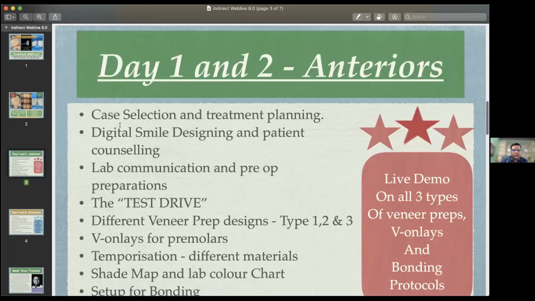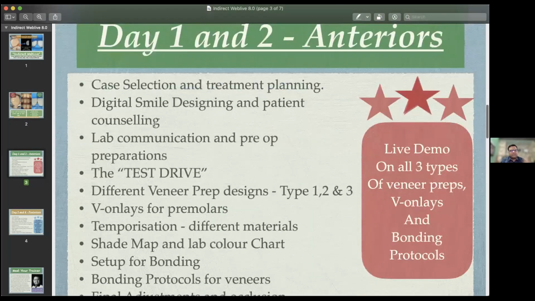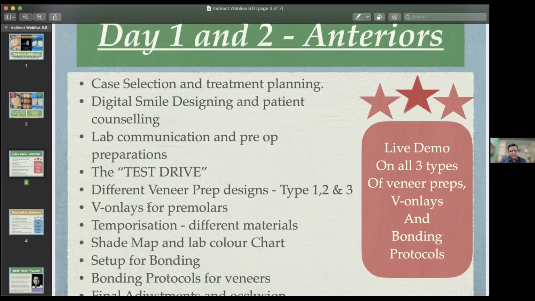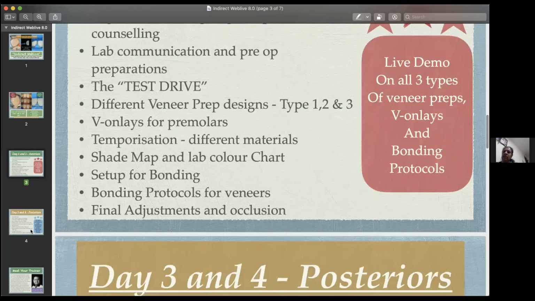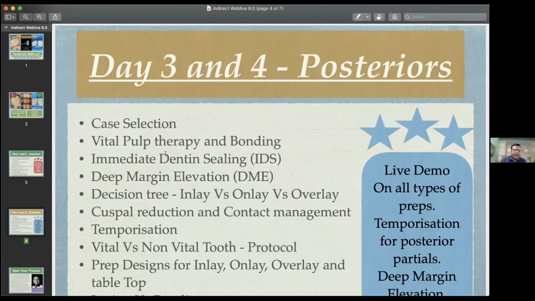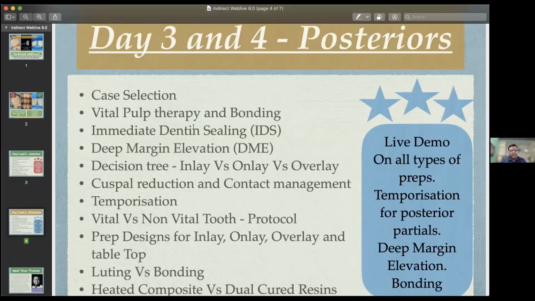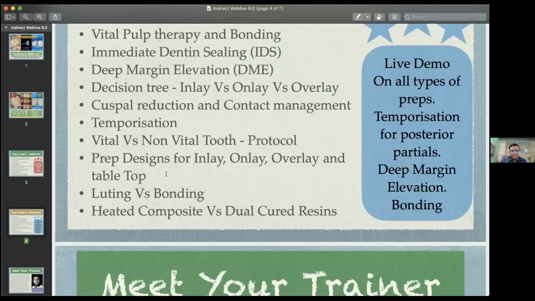Day 1 and day 2 are on anteriors, where everything is discussed in detail about different types of preps, shade map and lab color chart, bonding setup. You have videos that will be played plus live demos. Day 3 and day 4 are for the posteriors, where we speak of vital versus non-vital teeth, immediate dentine sealing, deep margin elevation, and inlay prep, onlay prep and overlay prep, which cusps to cap and which cusps to retain.